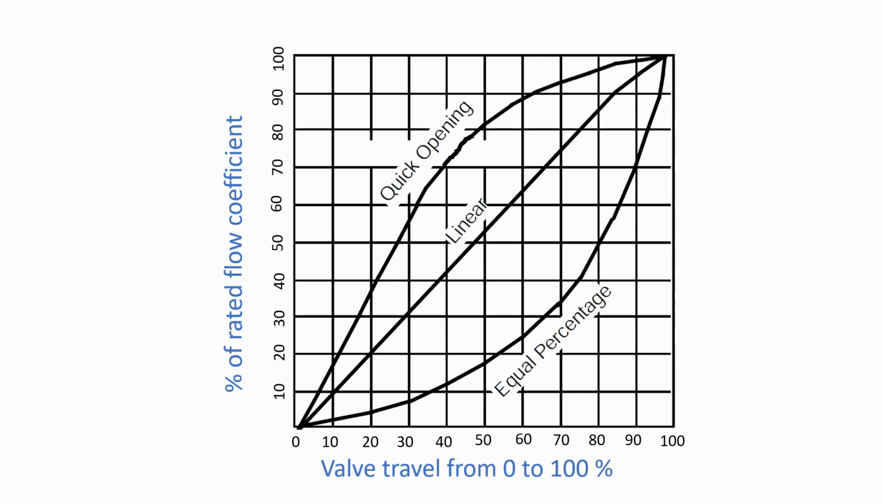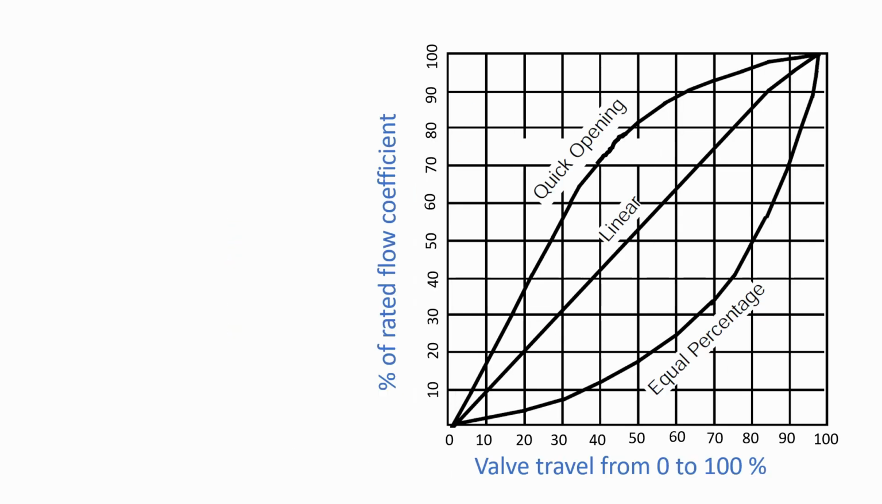Let us see how quick opening flow characteristics work with respect to the CV and the valve travel. You can see over here, this is basically the same graph, and we are just discussing the quick opening only. At 60% of valve travel, the quick opening flow characteristic achieves 90% of CV. Could you see here? Yeah. So this is the basic flow characteristic of quick opening.